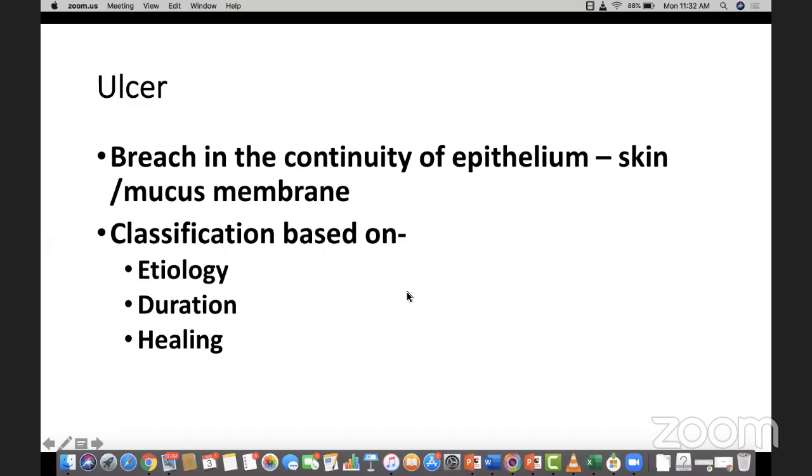Duration is another, which I think is more important personally. Why? Because if it is for less than 6 weeks with all treatment, it is taken as an acute ulcer. If it goes beyond 6 weeks, in spite of all treatment, if it doesn't heal, we take it as a chronic non-healing ulcer. So the duration that I'm going to provide to a non-healing ulcer is 6 weeks at least. And then, of course, based on healing.